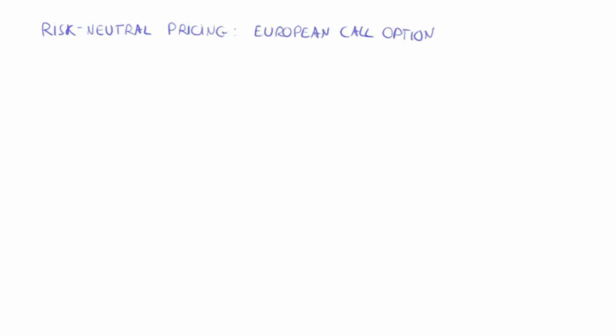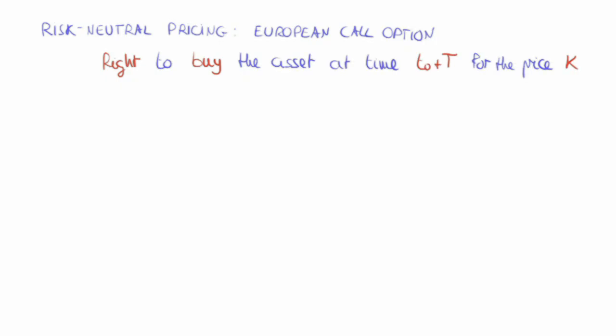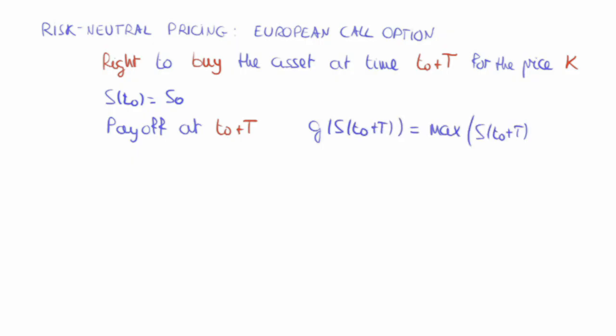Let's now compute the price of a European call option. A European call option is a derivative product that gives you the right to buy the asset at time t0 plus t, maturity, for the price k. The asset at time t0 has the price S0. The payoff defined by the contract at t0 plus t depends only on the value of the asset at maturity and is simply the maximum between these two quantities.